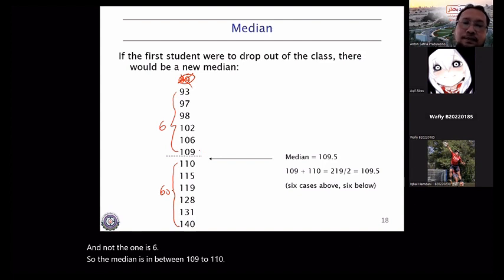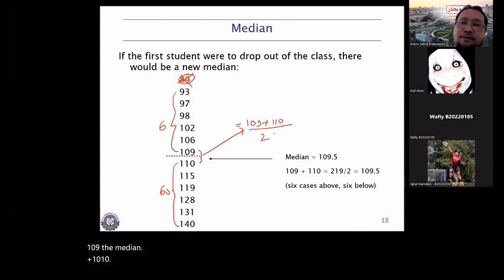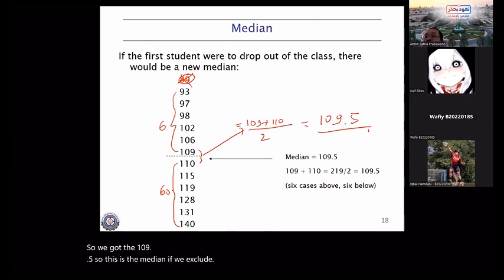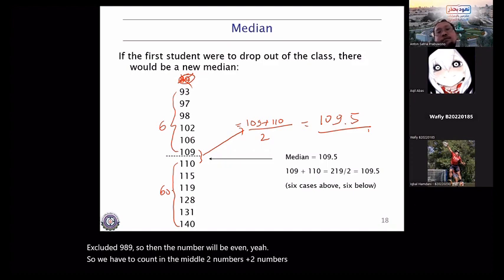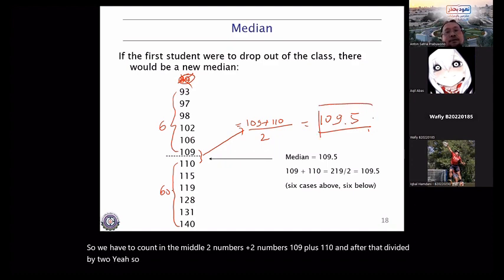So how to count this? We have to add and divide by 2. 109, the median, plus 110, divided by 2. So we got 109.5. So this is the median. If we excluded 89, then the number will be even. So we have to take the middle 2 numbers, 109 plus 110, and after that divide by 2. So then we got this one, right?